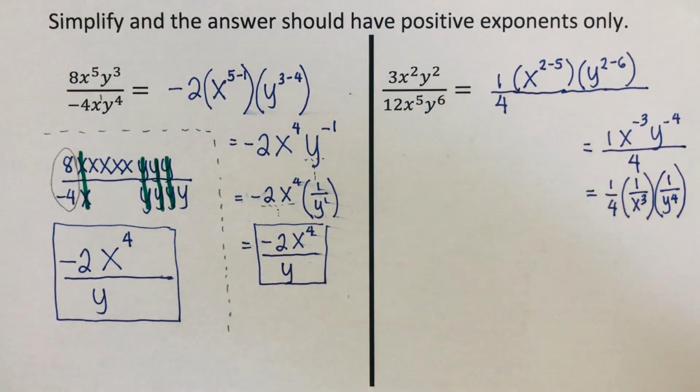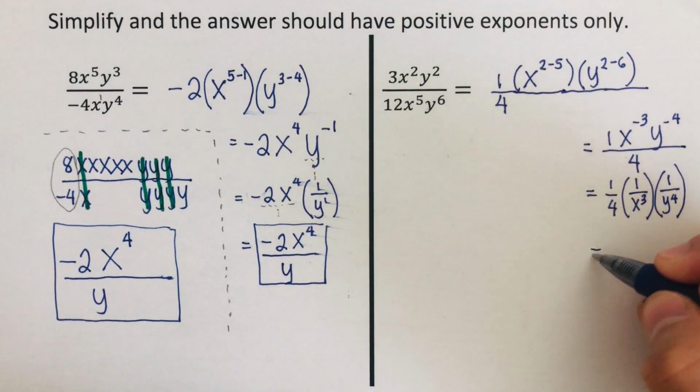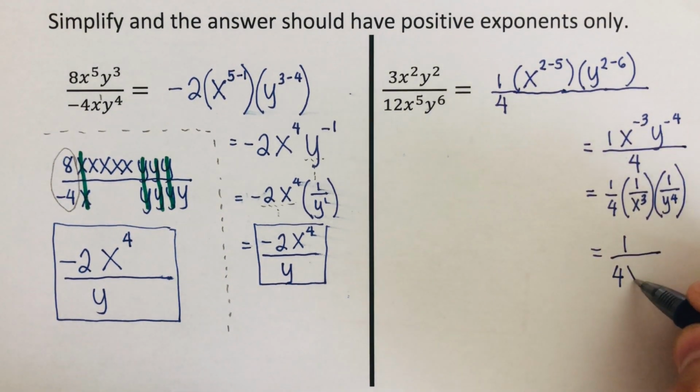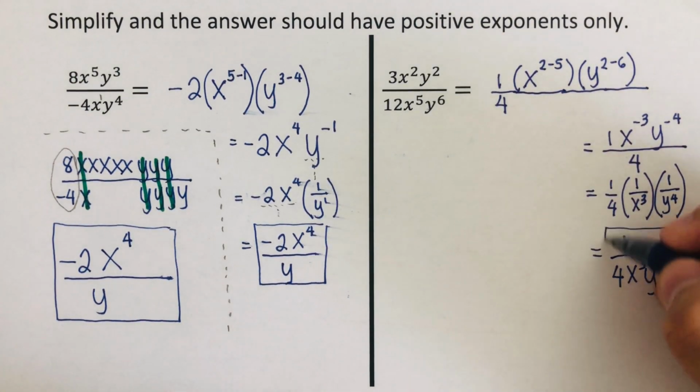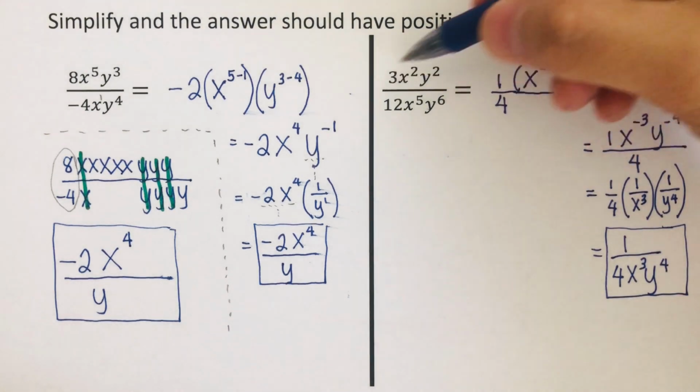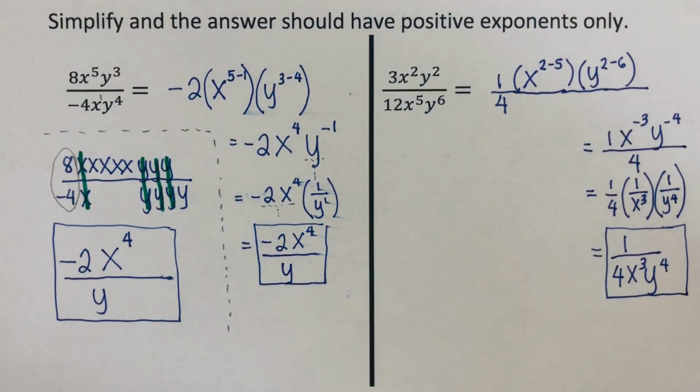So we can multiply all the ones that are on top here. So that would be 1 times 1 times 1 is just 1 over 4. And that's x to the third, y to the fourth. And this is the simplified version for this expression right there. We can also show this.